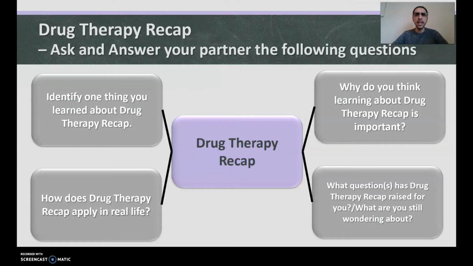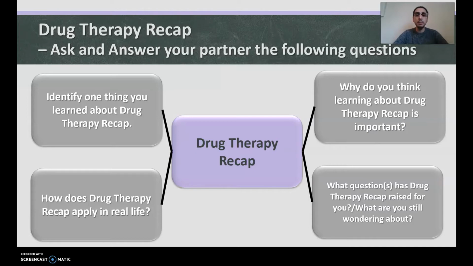Okay, so we had a little recap, a research methods question on drug therapy. All we've got left to do now is evaluate it. What are the strengths? What are the weaknesses? Identify one thing you learned about drug therapy last lesson and maybe this lesson. Why do you think learning about drug therapy is important? It's important to know about this stuff. You might not know that they take antipsychotic medication, but you will probably know people that take antipsychotic medication, right? And it's important to know how it works.